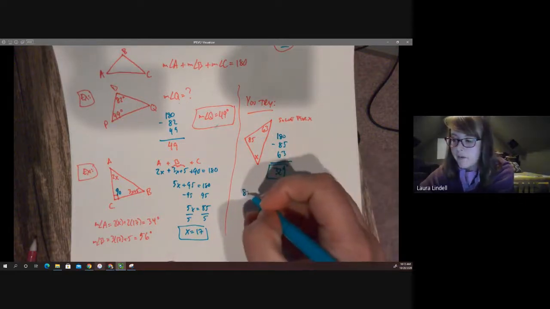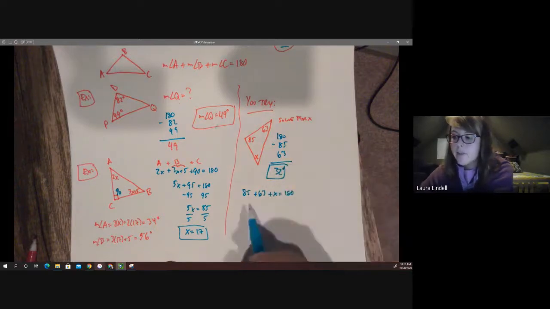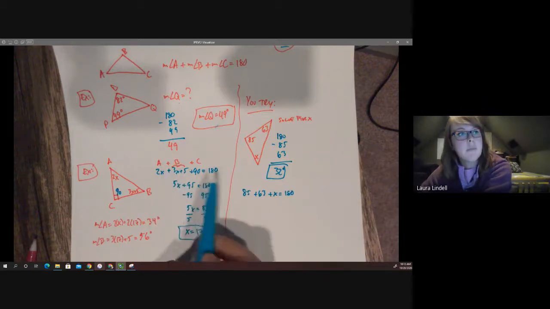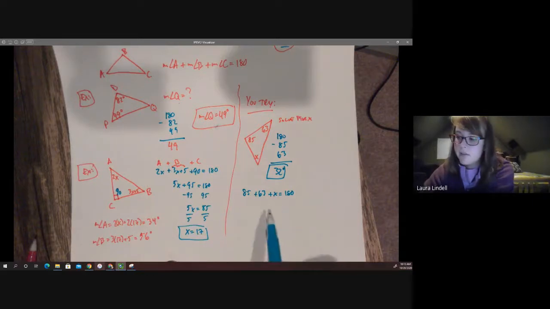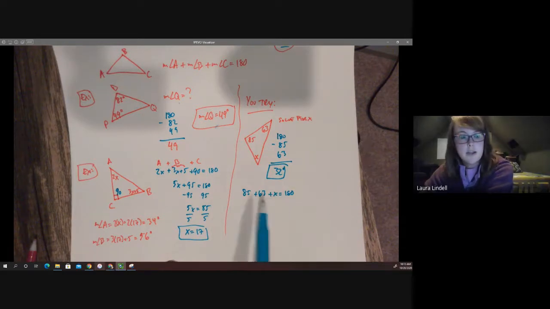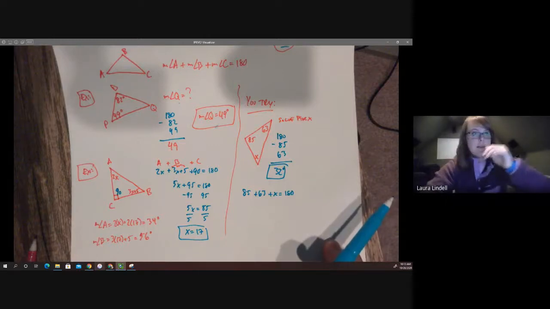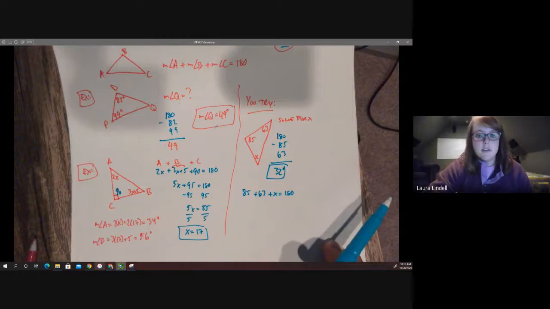You could go 85 plus 63 plus x equals 180. And that's a little bit more like the harder type of problem, kind of the one level up. And this will get you the same answer, because if you combine your like terms and subtract, you should still get 32. This is the more algebraic thinking version of this. I like it. Nice. All right. So that's the triangle angle sum theorem.